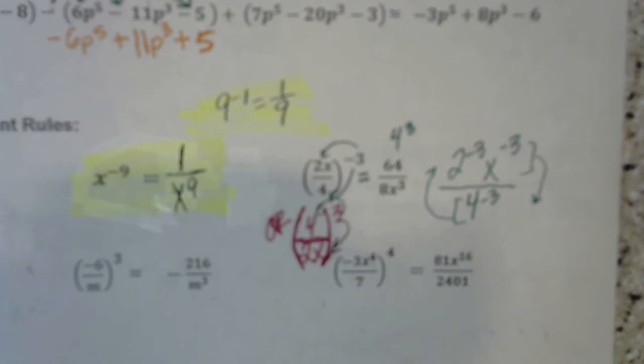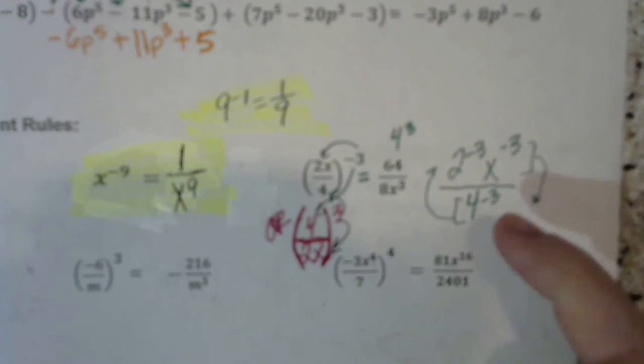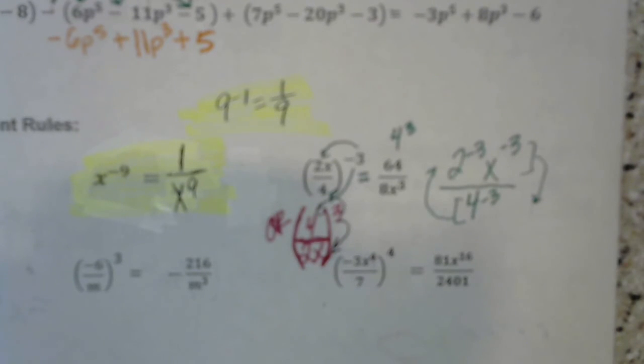Some people do decide to flip the fraction to take care of that negative exponent. Other people go ahead and multiply the negative exponent in and then move everything negative. So it's really up to you. Okay?